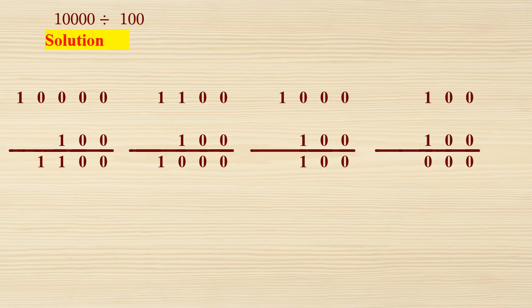So we subtract up to 4 times before we get the result. So what is 4 in binary? 4 in binary is 100.